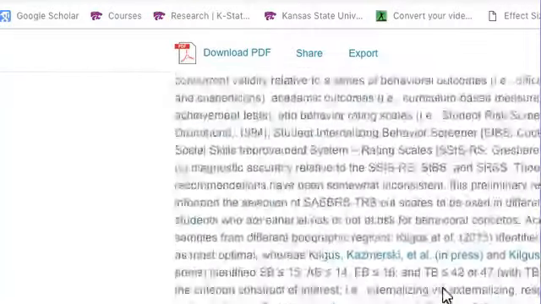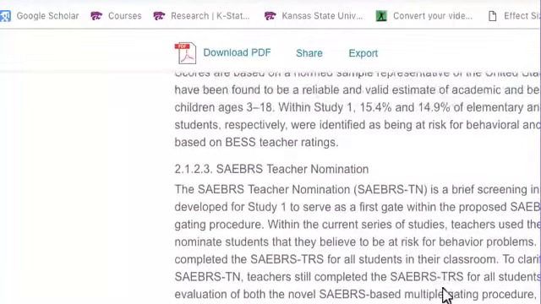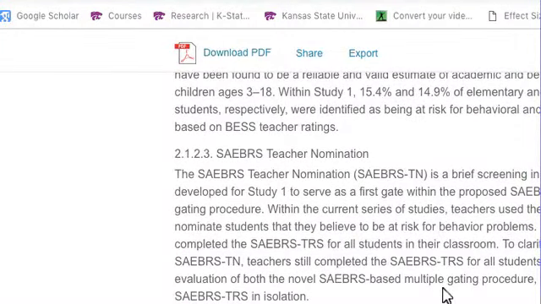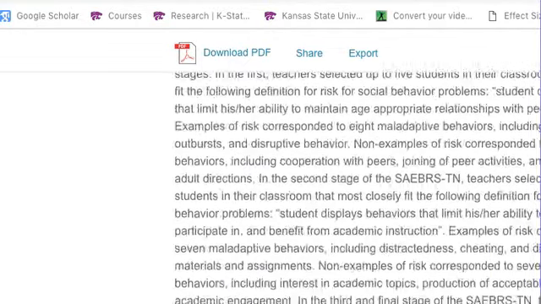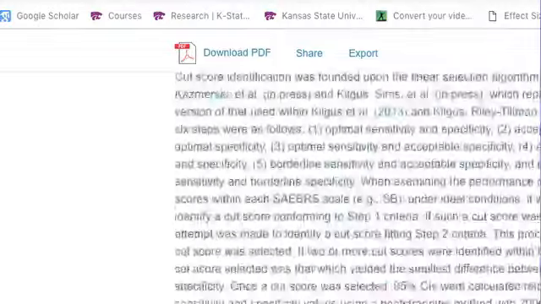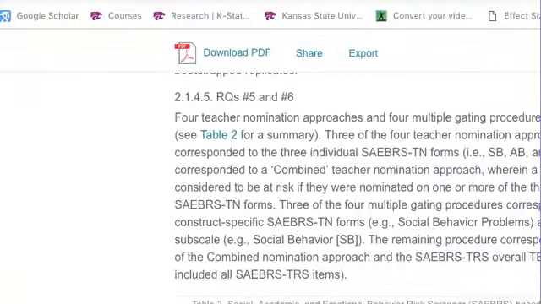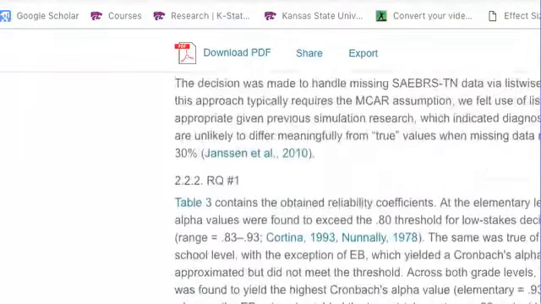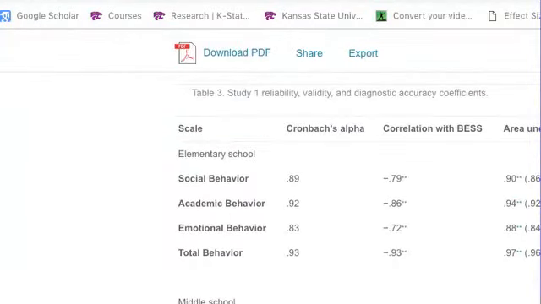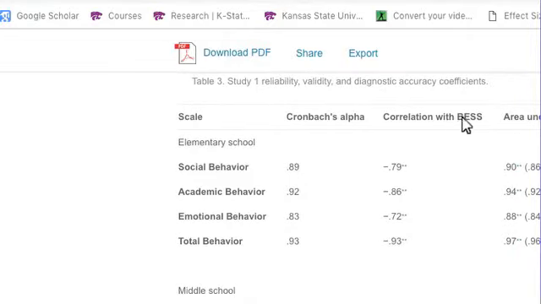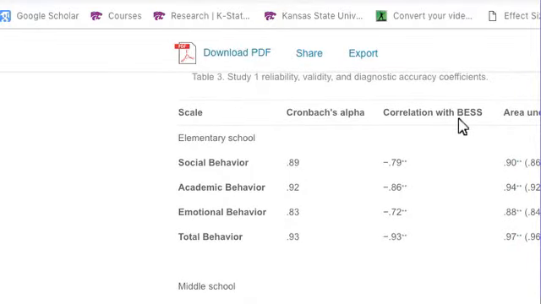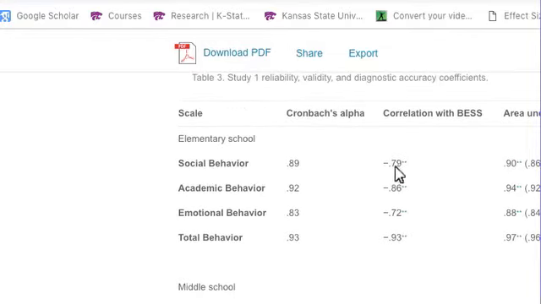So we would be trying to find the Cronbach's alpha and then the correlation with the BESS. The BESS is the Behavior and Emotional Screening System. So this is looking for concurrent validity. This is measuring it as being valid. This is related to it being valid. This is related to it being internally reliable.